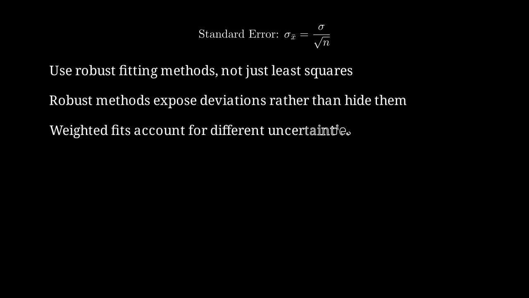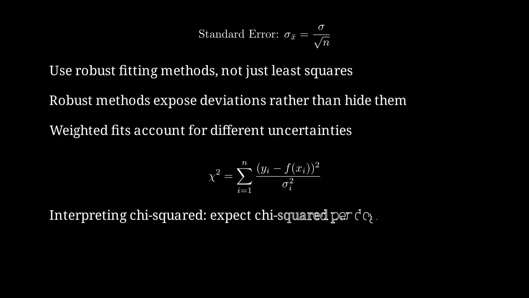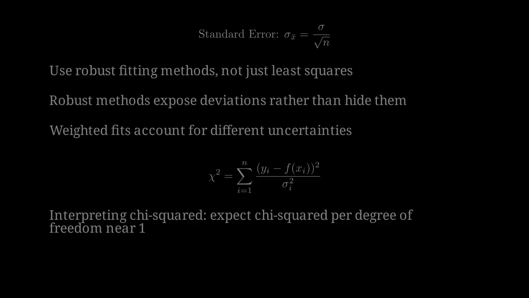Use weighted fits when your data points have different uncertainties. Points with smaller error bars should have more influence on the fit than points with large error bars. The chi-squared statistic is the sum over all points of the squared deviation divided by the variance. This is the basis for weighted least squares fitting. For a good fit, you expect chi-squared per degree of freedom to be close to 1. If it's much larger than 1, your model doesn't fit the data well. If it's much less than 1, you may be overfitting or your error bars are too large.